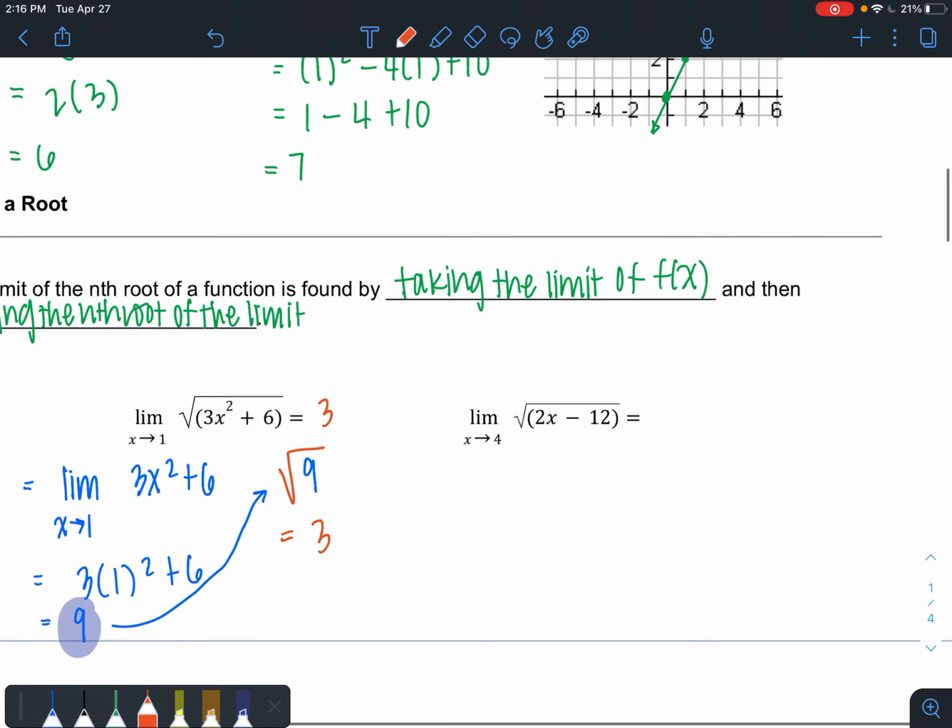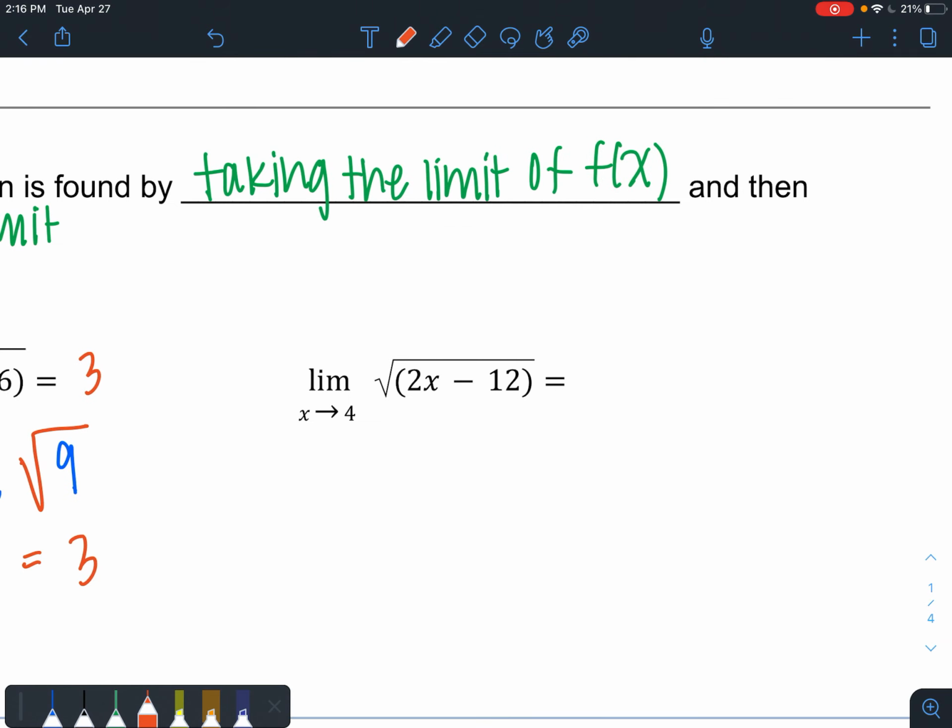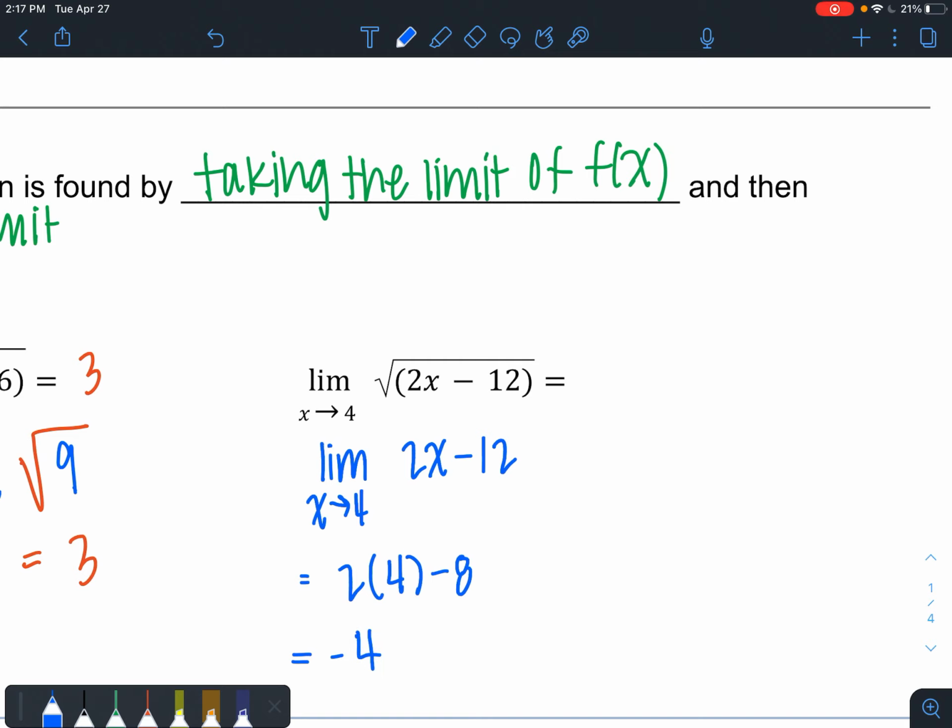All right, for this next one here, we'll do it again. So we take the limit of the radicand. The limit as x approaches 4 of 2x minus 12 is equal to 2 times 4 minus 12, or negative 4.